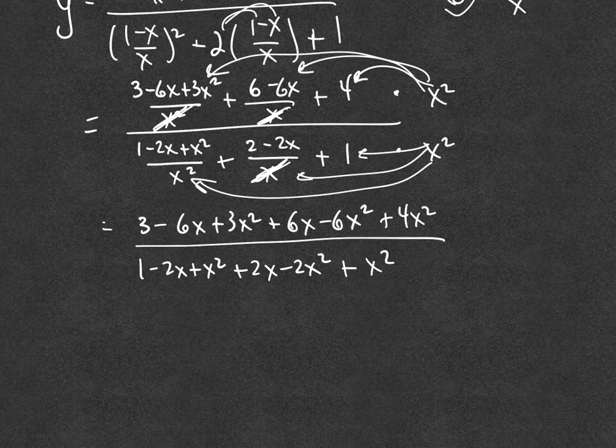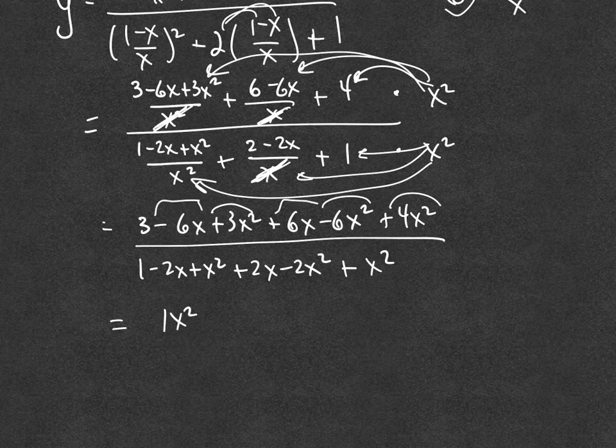Right? Still looks like a horrible mess, but we've got some like terms that we can put together. As an example, up top, 3x squared, negative 6x squared, and 4x squared is 1x squared. Then I've got a negative 6x and a positive 6x. Those just add up to 0. And then I also have a plus 3.